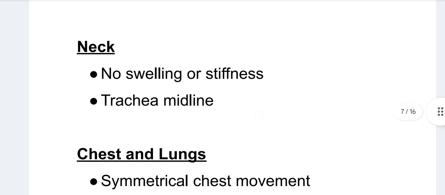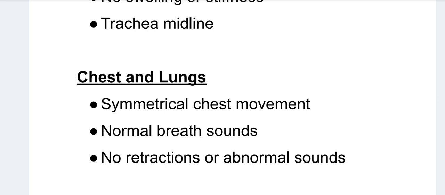How about the neck? There should be no swelling or stiffness. And the trachea should be at the midline. The trachea should not be on the sides of the neck. It should be where it's always supposed to be. Then the chest and the lungs: the chest movement should be symmetrical, not where one side is moving higher than the other. It means that someone is having some respiratory issues. Normal breath sounds, no retractions or abnormal sounds.